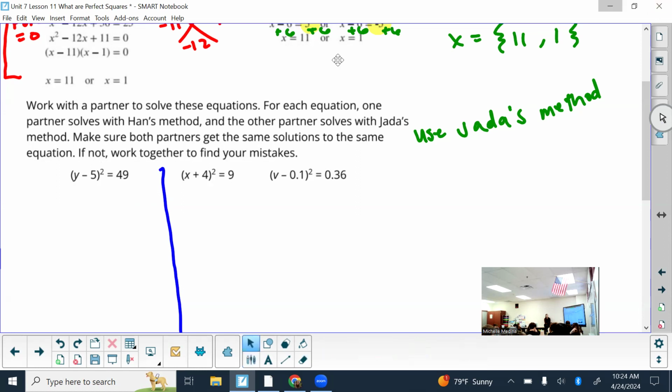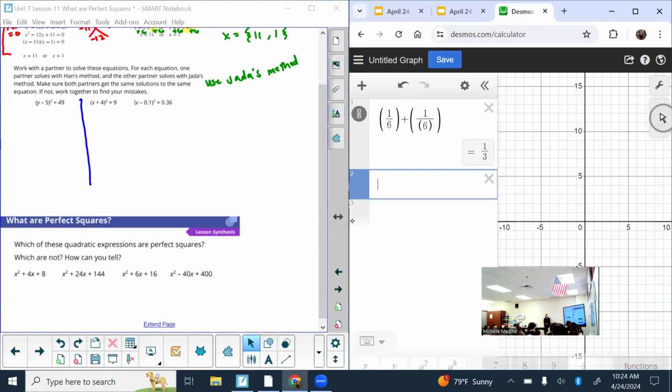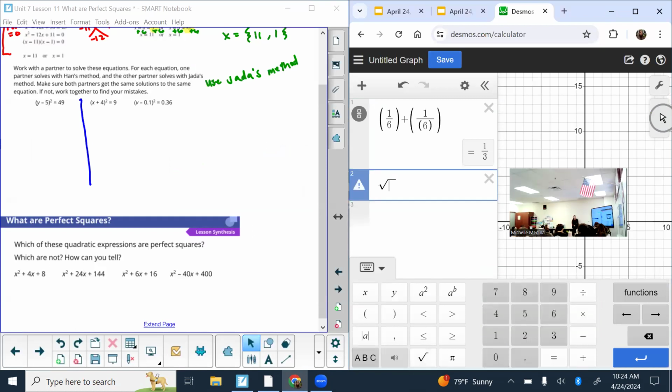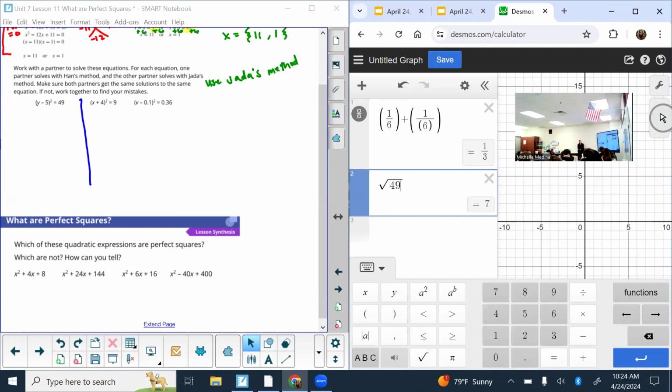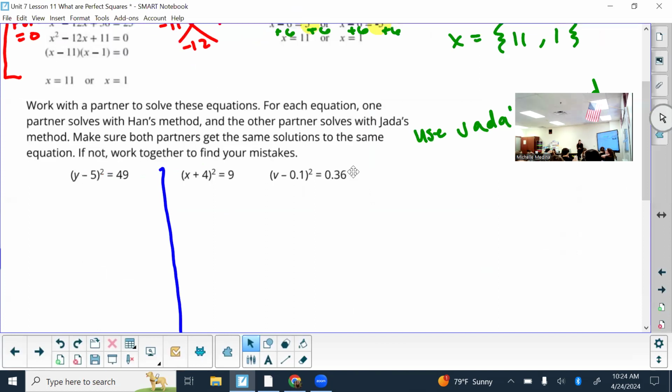Yes, and because so many of you are not answering, just want to remind you, you can check that any number is a perfect square if you can put it under the square root symbol and it gives you a whole number. Usually people have the first 12 perfect squares memorized, like the answer for 1 squared, 2 squared, 3 squared, 4 squared. But you always test it out and see. But there are perfect squares here, so I can use Jada's method.